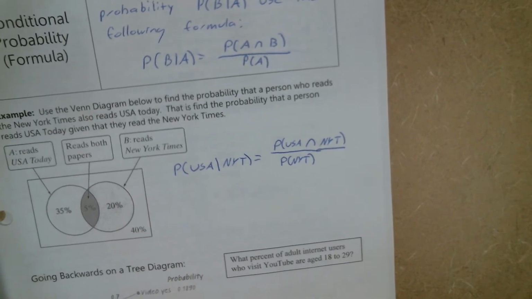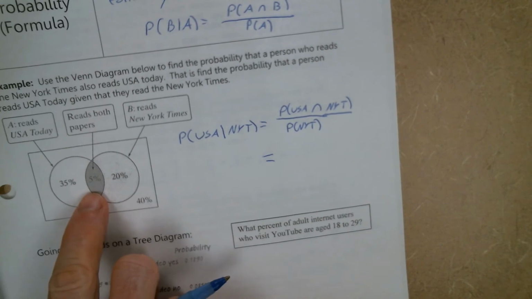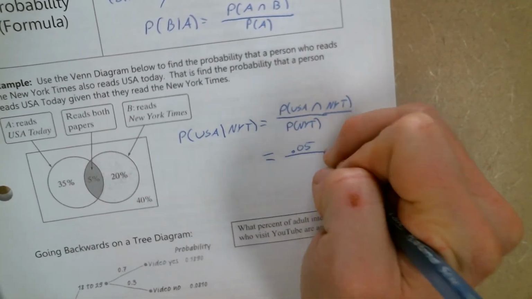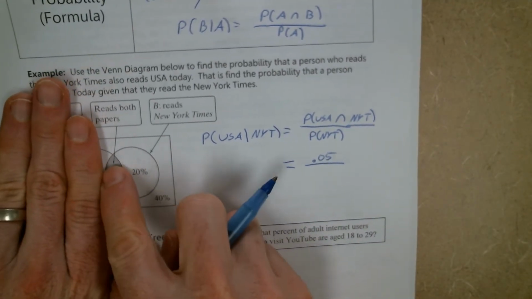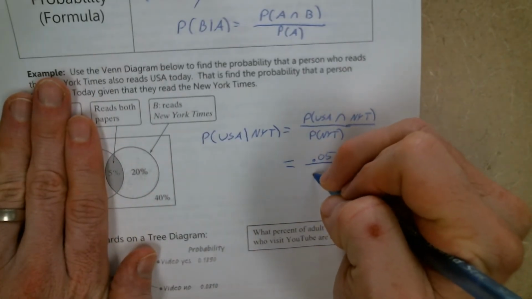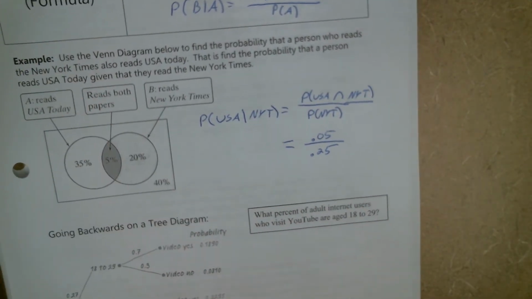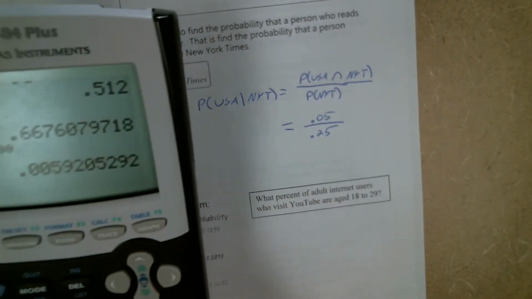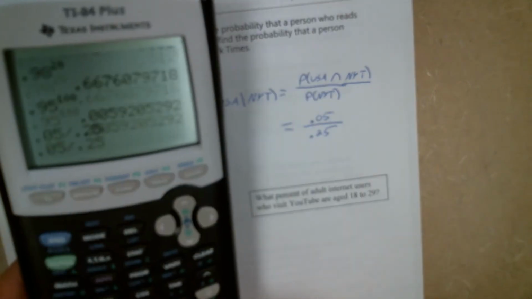So we can get this information from our Venn diagram here. The probability of reading both, they tell us, is 5%. The probability of reading the New York Times is this whole circle right here. So that's 25%. So that means our final probability here is 0.05 divided by 0.25, which is just going to be 1/5 or 20%.